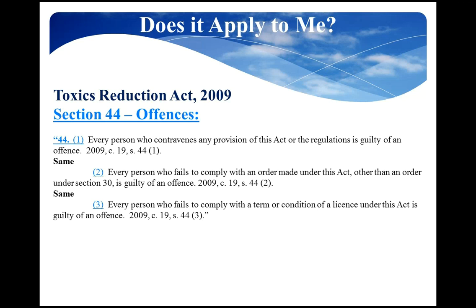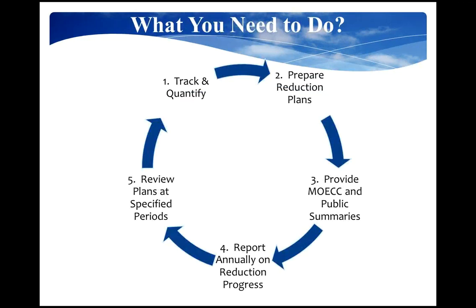So what do you need to do under the Toxics Reduction Act? What you're required to do is to track and quantify the flow of substances through your facility. It's important to note that you only have to track and quantify substances that you reported to NPRI and OREG 127. So you don't have to do every chemical, just the ones you had to report.